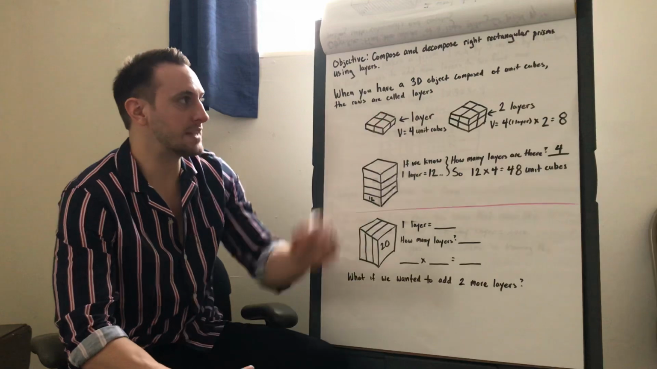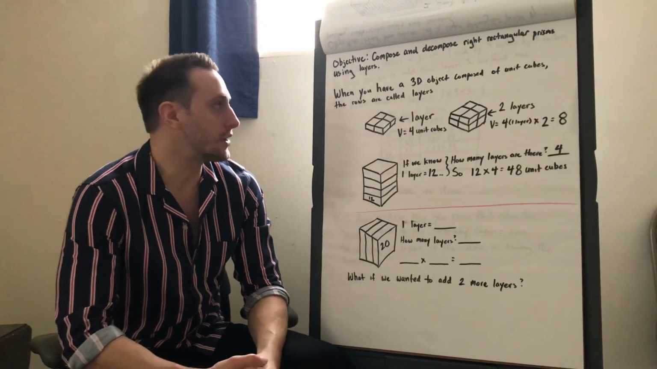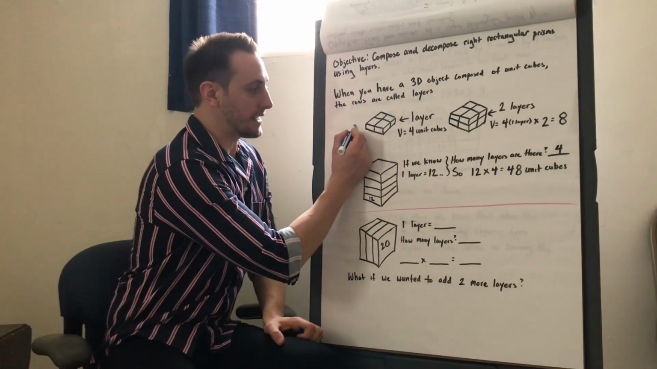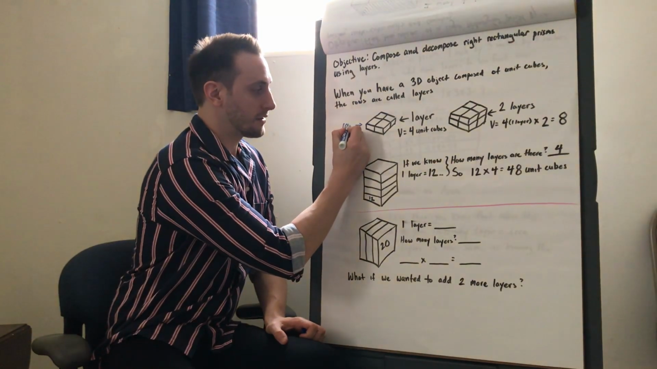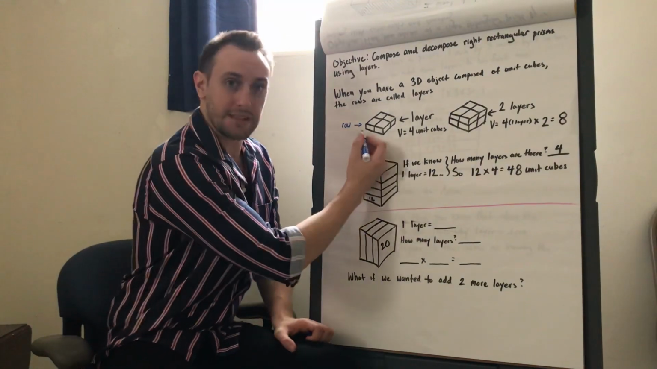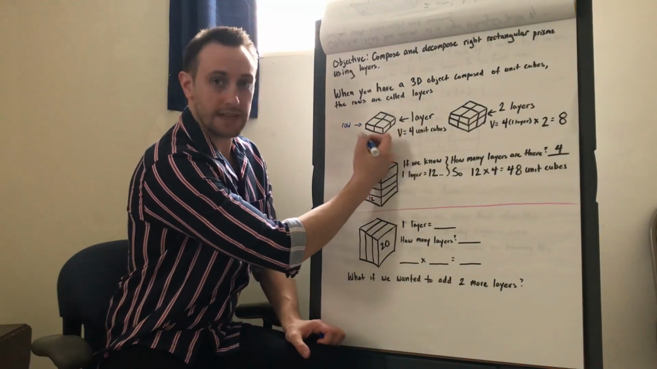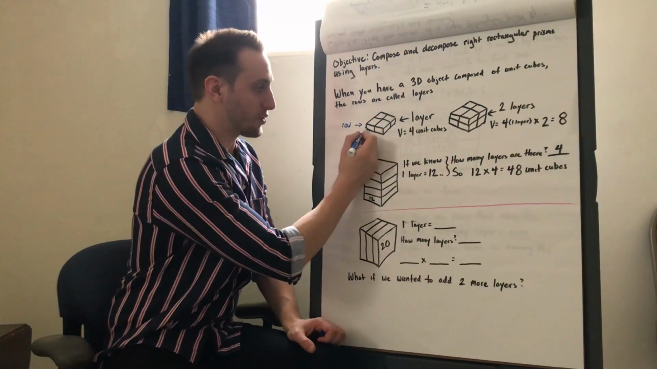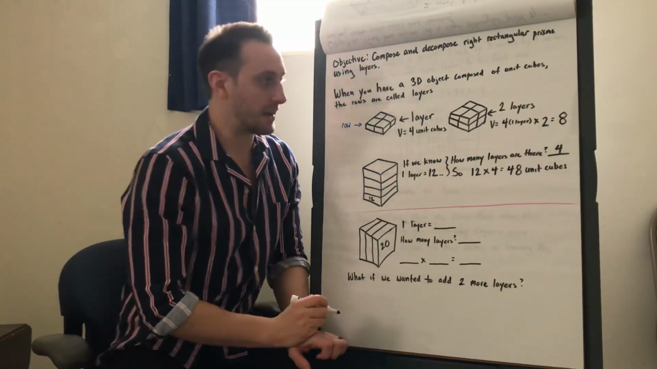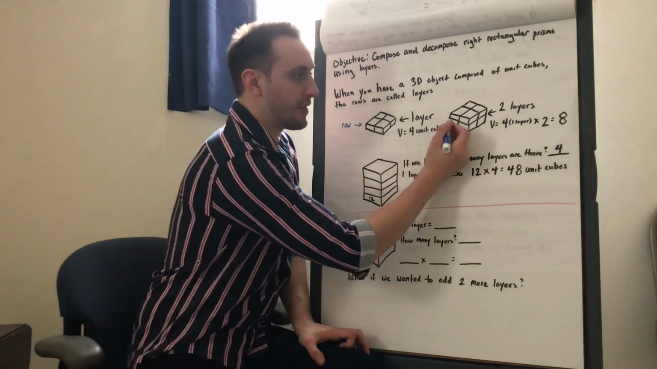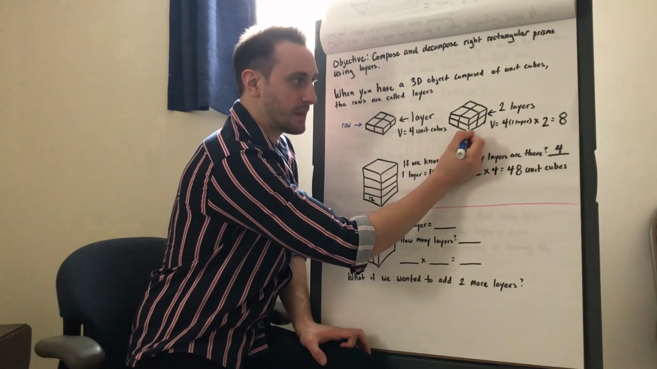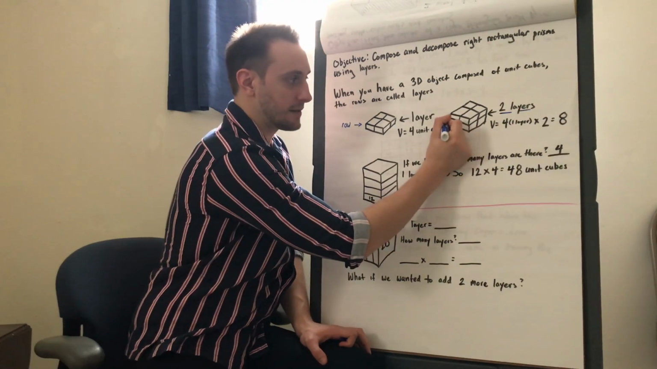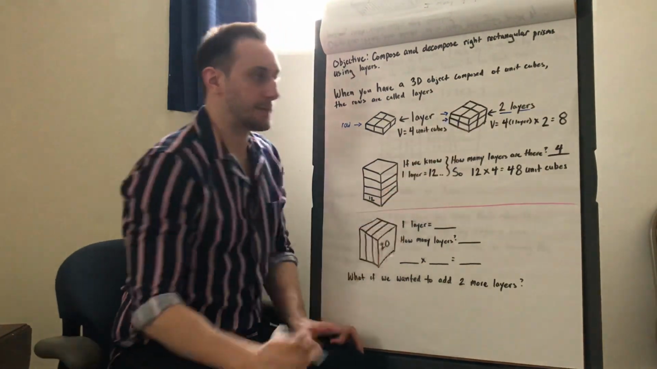So when you have a 3D object composed of unit cubes, the rows are called layers. So this right here is a row. So this rectangular prism has one layer because it has one row. Okay, so let's take a look here. This rectangular prism has two layers. Here's the first layer, and here's the second layer.